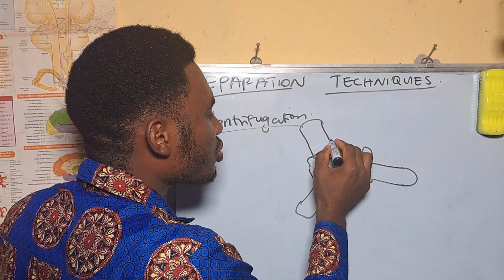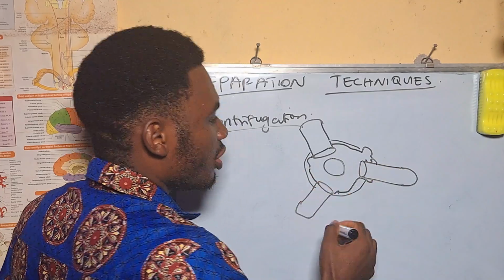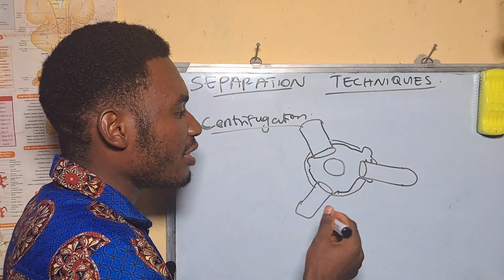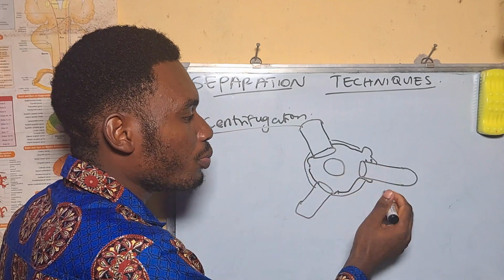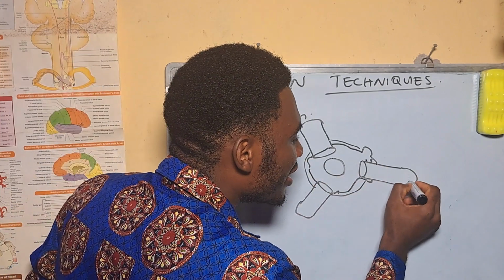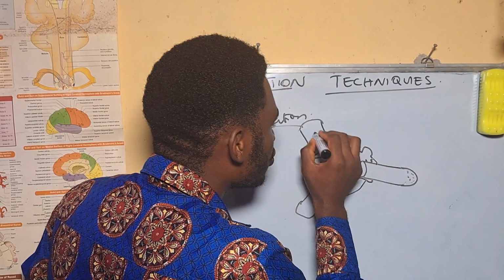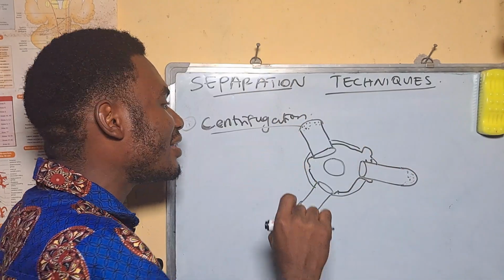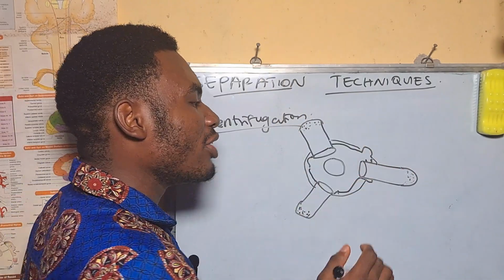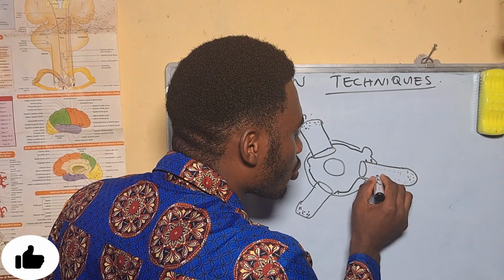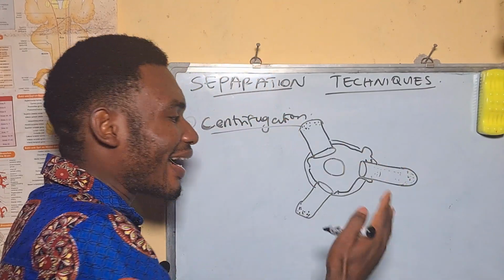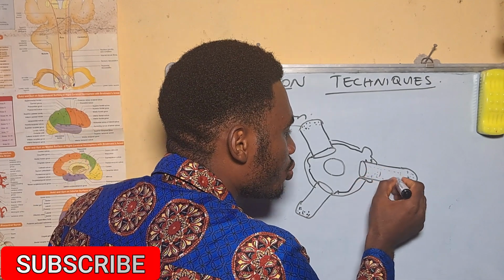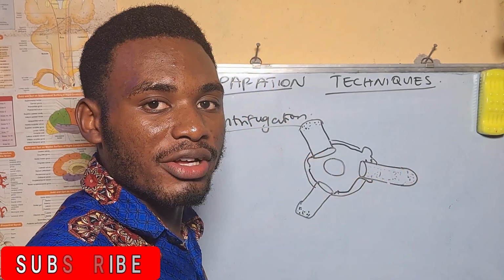So this machine is going to spin around. Once the spinning is happening, the suspension in the test tube is going to settle down. The solids tend to settle at the bottom of these test tubes. That's the principle behind centrifugation. By so doing, you get a clear liquid on top, which you can now decant. Once you are done with centrifugation, you decant the top of the test tube that has a pure solvent or pure liquid.